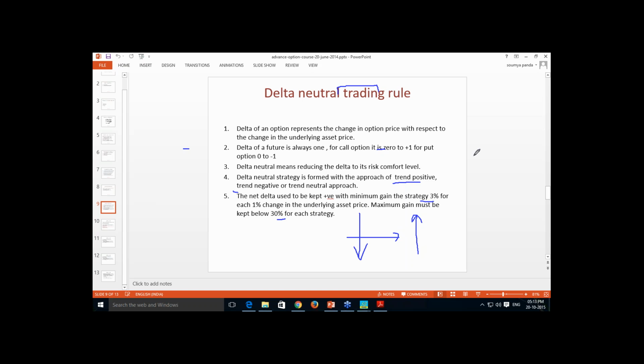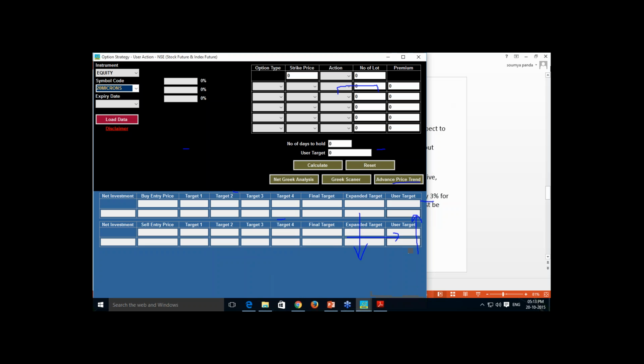So beyond 30%, do not form any strategy which can give you losses in the strategy. Now I will exhibit one of the strategies, as I have told you, the 8,300 call option. I am going to explain this same strategy with the help of our option strategy builder software, to explain this particular concept.